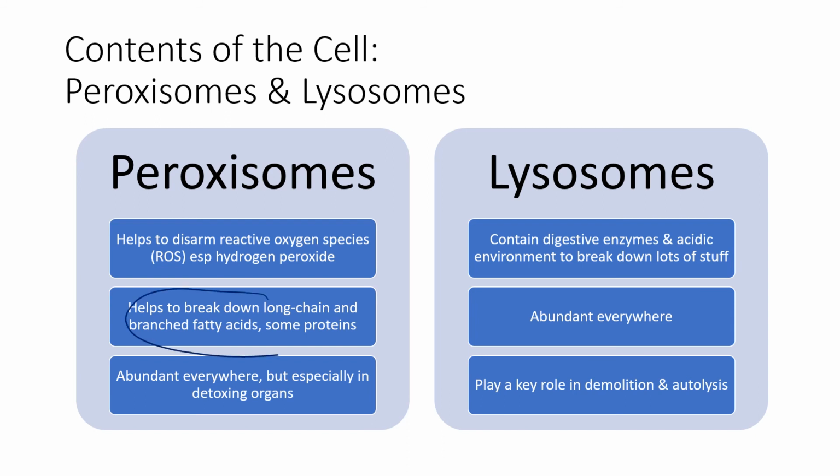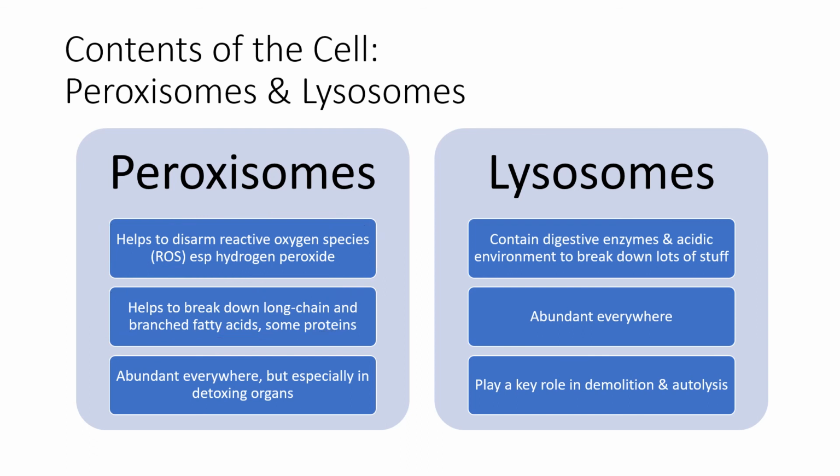Peroxisomes also help to break down long-chain and branched fatty acids, as well as some proteins. These can then be fed into the smooth endoplasmic reticulum for further breakdown, or they could be fed to lysosomes to just get rid of it. Peroxisomes are abundant everywhere in the body. You need a lot of these to keep your cells and your cellular components safe, but they're particularly abundant in detoxifying organs because of this effect primarily and this effect secondarily.